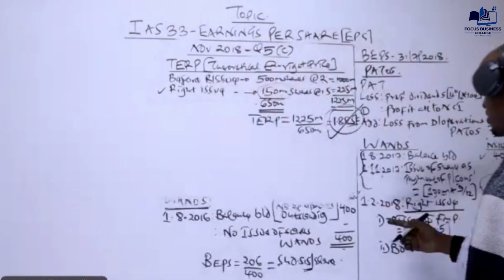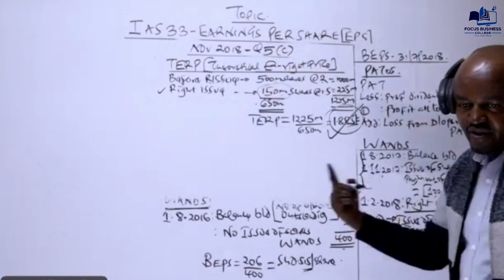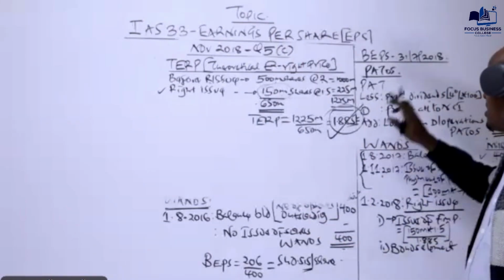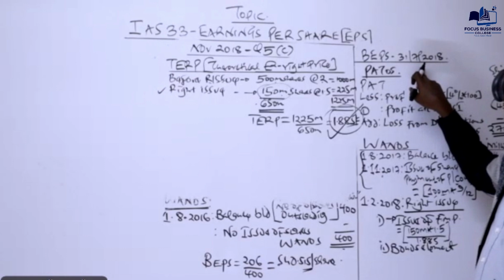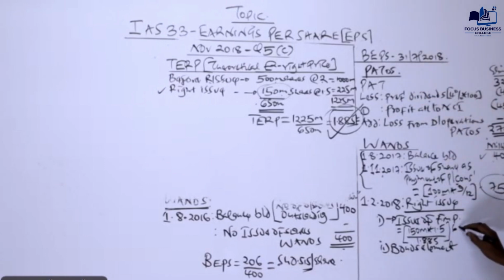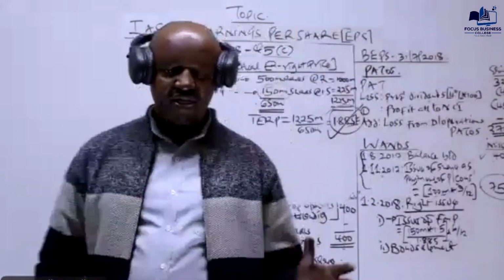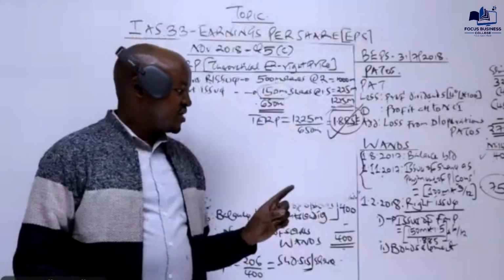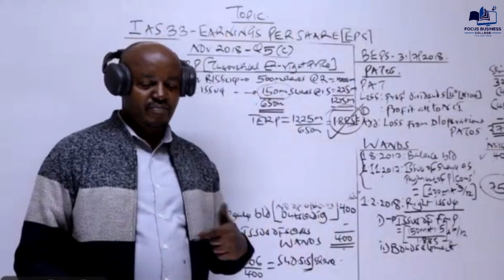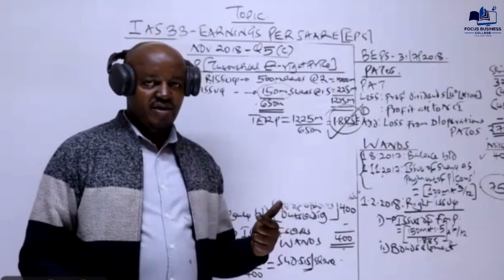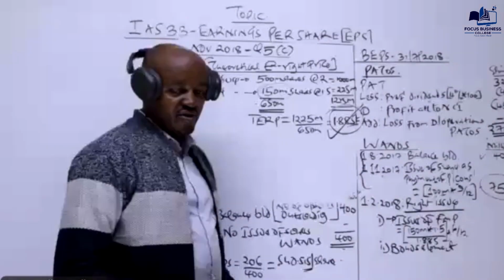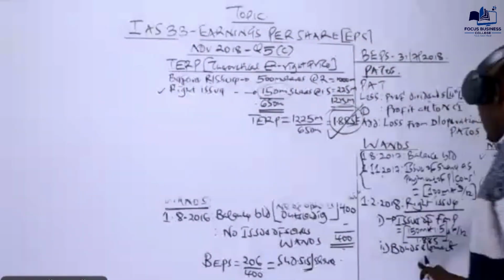So these shares were held for how many months? From Feb to the end of the year. The year, remember, ended on this date. Were the shares held for 6 months out of 12? Yes, they were held for 6 months, because in 2018, we should not include January. They were held from Feb. Feb is the second month up to the end of July. Those are 6. Then from there, we compute the bonus element.